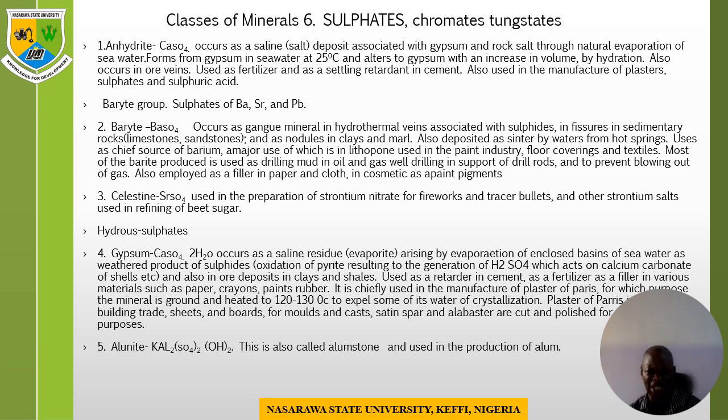Its chief use is in the manufacture of plaster of Paris, for which purpose the mineral is ground and heated to 120 to 130 degrees Celsius to expel some of its water of crystallization. Plaster of Paris is used for building, plaster board, molds and casts. Satin spar and alabaster are carved and polished for this purpose. Then the alunite, this is also called alumstone and used in the production of alum.